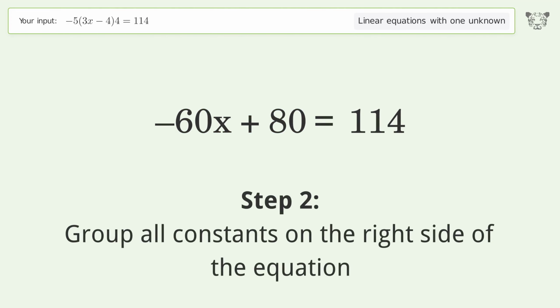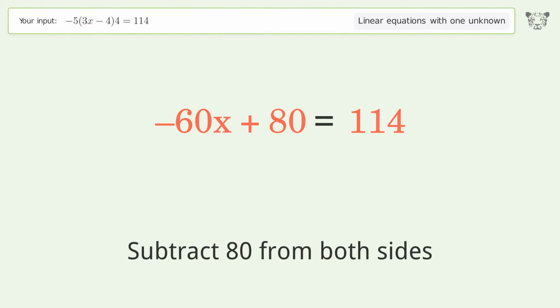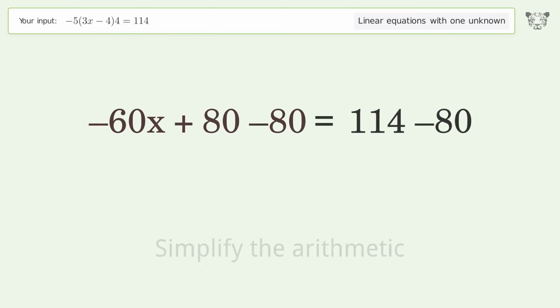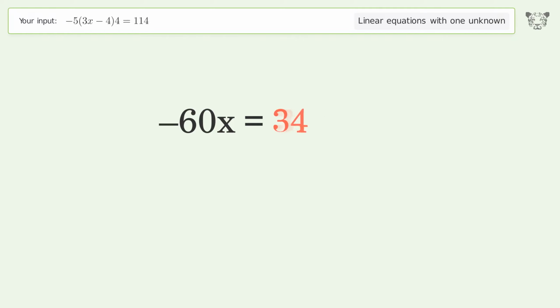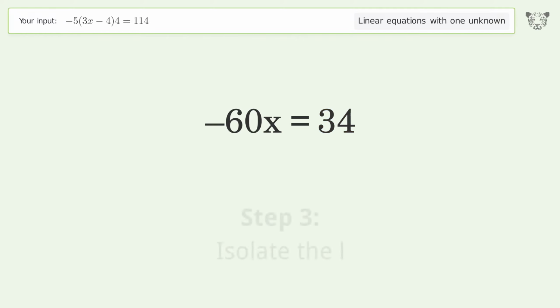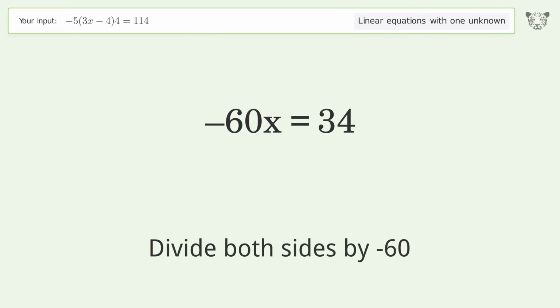Group all constants on the right side of the equation. Subtract 80 from both sides. Simplify the arithmetic. Isolate the L. Divide both sides by -60.